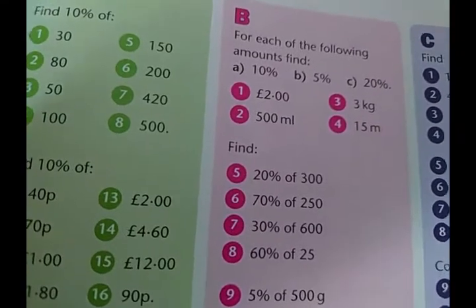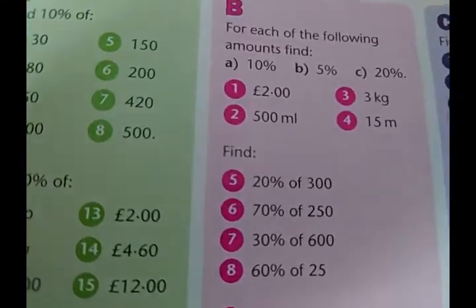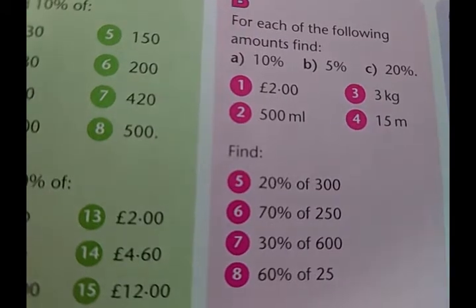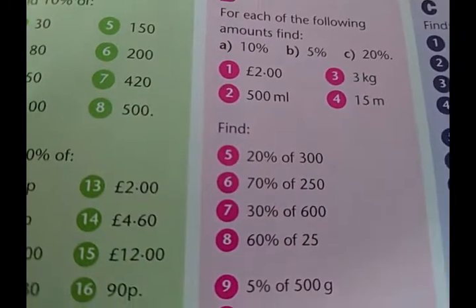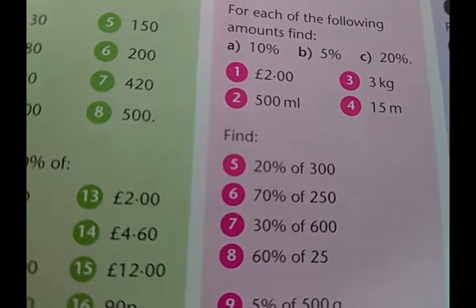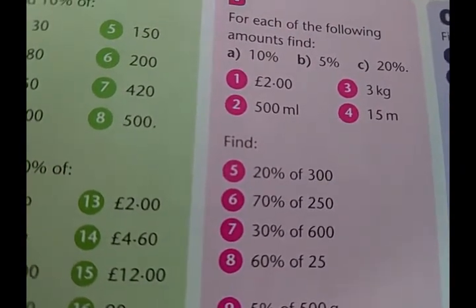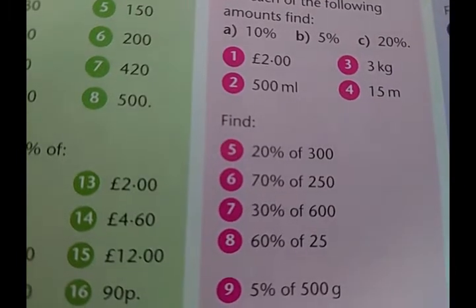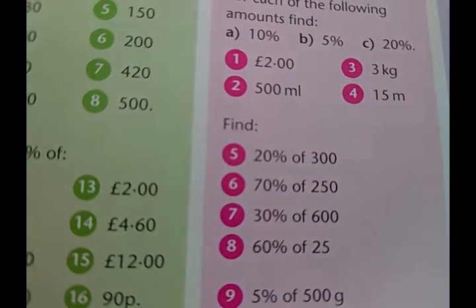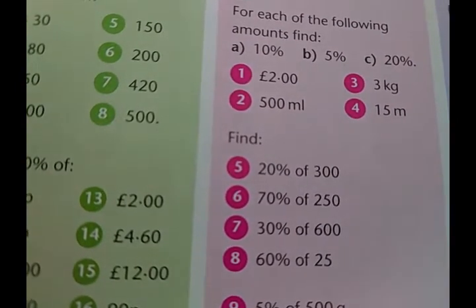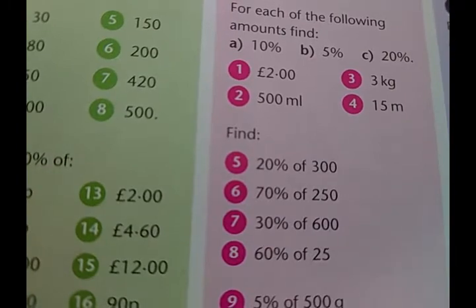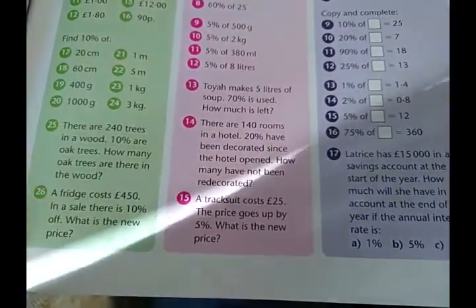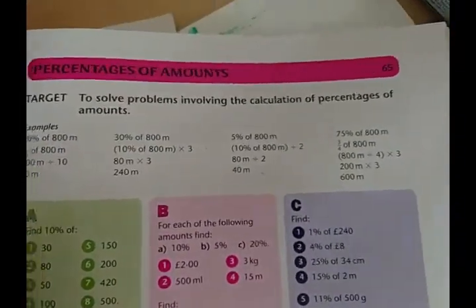70% is either, you could say, 10% and then times 7. So 70% of 250. Well, 10% is 25. And then you can do 25 times 7. 30%. Well, 10% of 600 is 60. So if 10% is 60, 30% is going to be 60 times 3. 60%, you're going to have a decimal here because 10% is 2.5. And then what's 2.5 times 6? Because 10% is 2.5, 60% is 6 times more. Okay, so work through these questions. There's a little explanation at the top there.